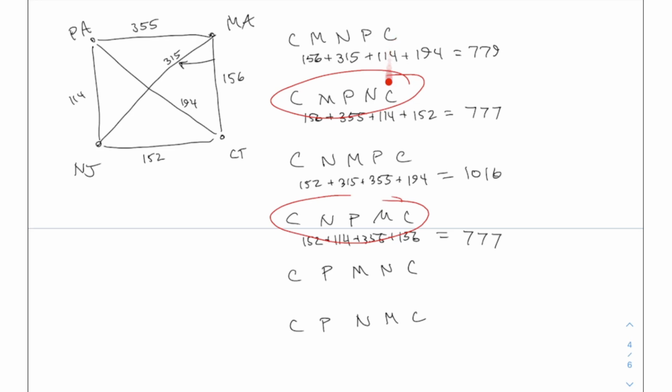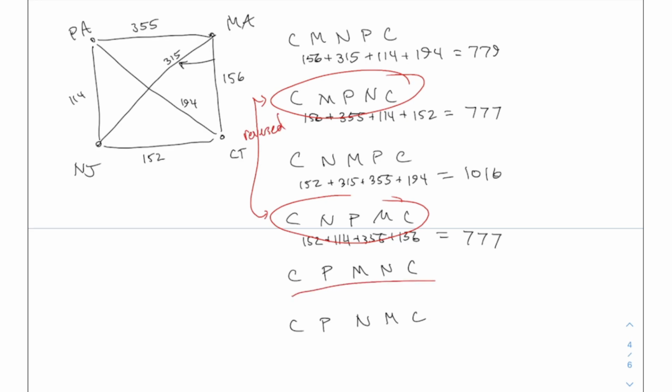So that's why the answers are the same. And in fact, there are 6 here, but actually you don't have to do all 6 because some of them are reversals of the previous ones. Like this one here, CPMNC, that's actually the reverse of one of these, isn't it? It's the reverse of this one. So those, like these 2, are the same. They are reversed.